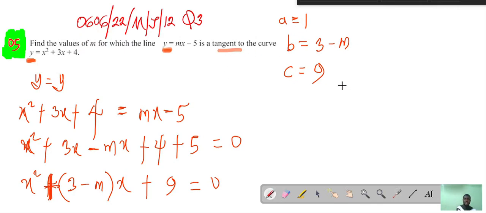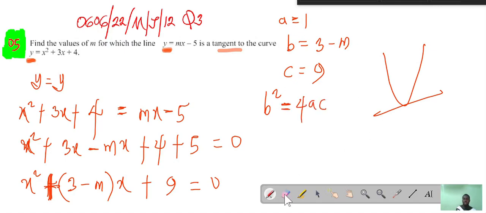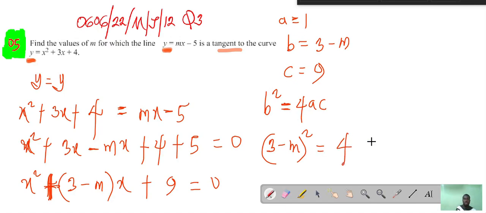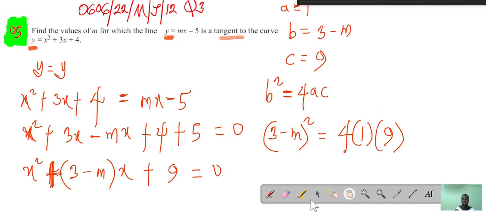And it says it's a tangent. So that means you touch the curve at exactly 1 point. That means b squared equals 4ac. It's a tangent, touching the curve at exactly 1 point. B squared equals 4ac. B is 3 minus m. So I have (3 minus m) all squared equals 4 times 1 times c, 9. Oh, we're lucky here. It's quadratic, but it's not an inequality. There's no less than, no greater than. It's just equal to, straight.